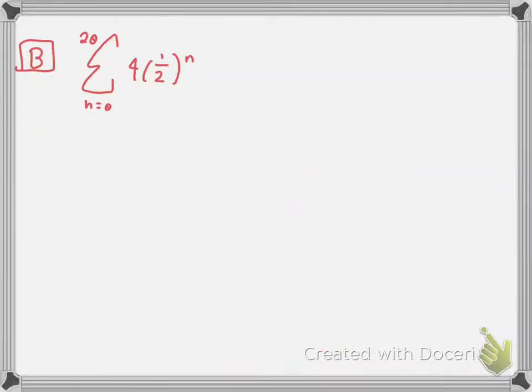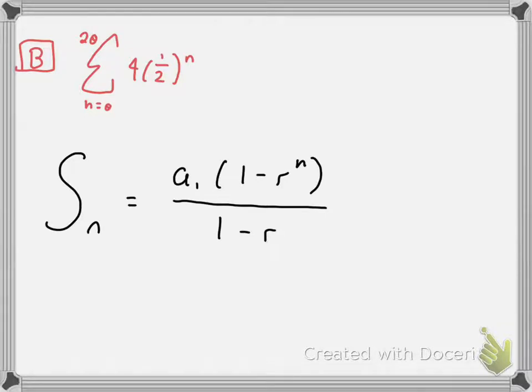Let's look at one more example, but here you're given it in sigma notation. So it looks like I'm going from 0 to 20 for my n value, and my explicit formula is 4 times 1/2 to the n power. Again, I'm going to use my formula. To find my a1 value, I'm going to plug in my lower limit. So I'm going to plug in 0 because that's what I'm starting with. So 4 times 1/2 to the 0 power is just 4 times 1, which is 4.